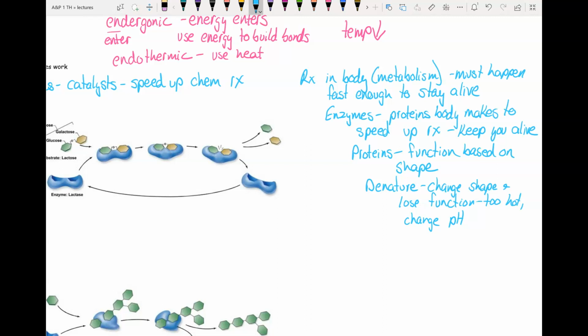Right? Think about cooking food. We talked before about a cooked egg versus a raw egg. Raw egg is clear and runny. You cook it, it's white and solid. You denatured the proteins in it. You changed their shape.